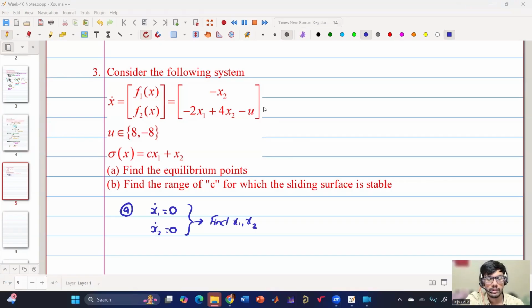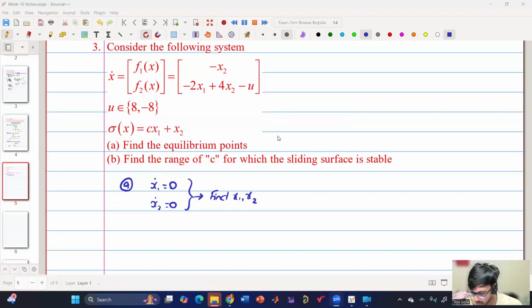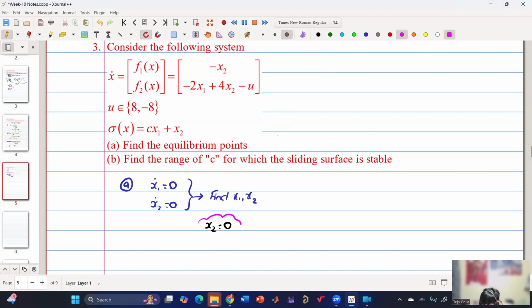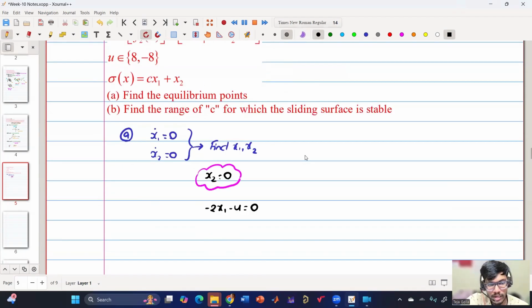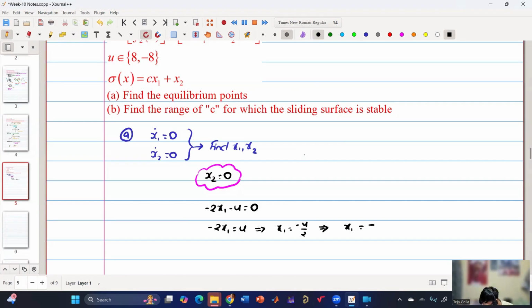Yes, sir. I got x2 equal to 0. For u equal to 8, from the second equation, I got minus 2x1 equal to 8. So x1 is 4, like that. Yes. So if we equate x1 dot equals to 0, we'll directly get x2 equals to 0. And then once x2 is 0, from the second equation, I'll get minus 2x1 minus u equals to 0. So I'll get minus 2x1 equals u, or I can say x1 is minus u by 2. But based on that, I'll get x1 is plus or minus 4.